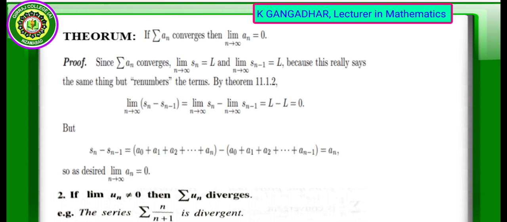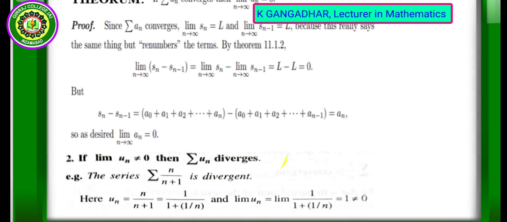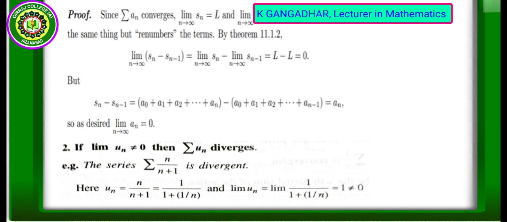If the limit of an equals 0, the series sigma an or sigma un need not be convergent. Now, if limit un is not equal to 0, then sigma un diverges. An example: sigma n by n plus 1.